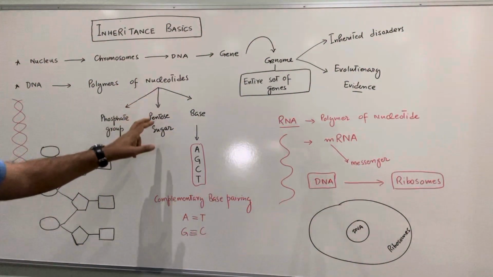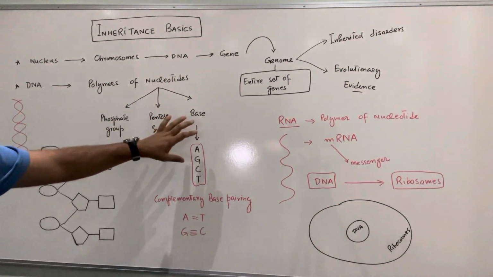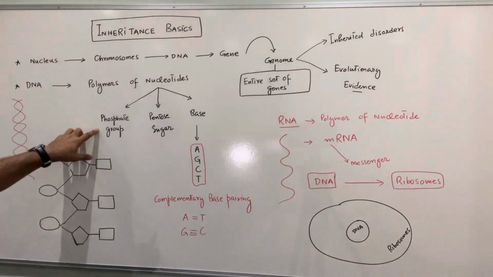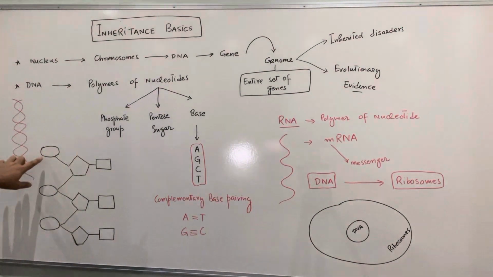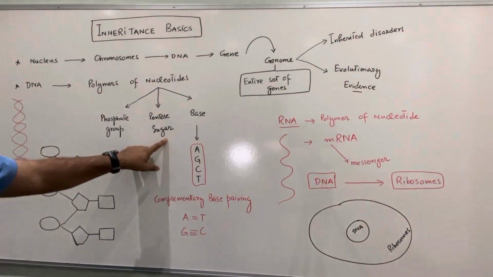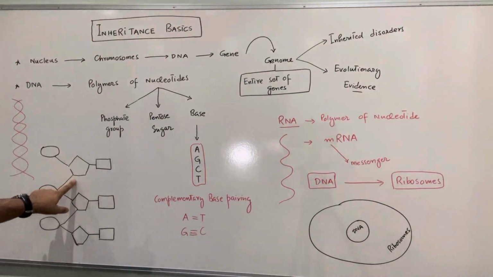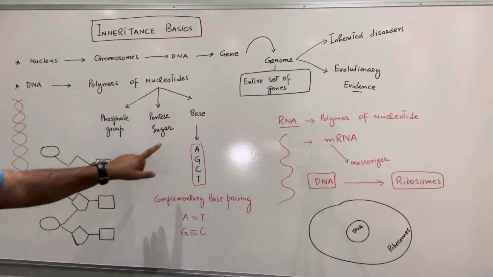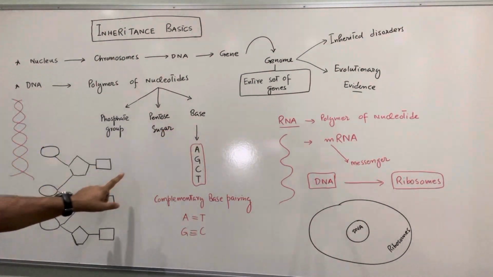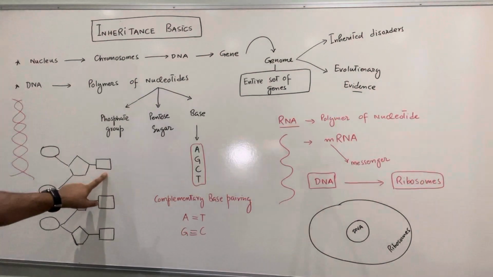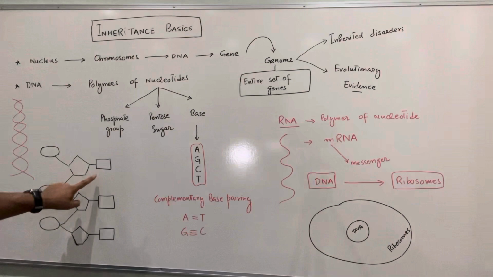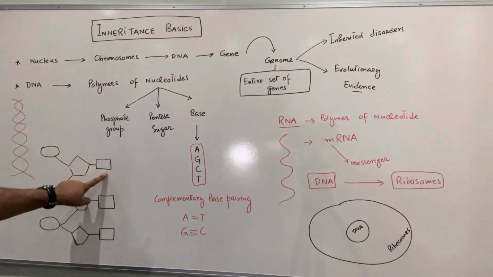So a nucleotide consists of three components. One is called the phosphate group. You can see this is the phosphate group, and the other one is pentose sugar. In the middle is a pentose sugar, and the third one is called the base or nitrogenous base, and this one is a base. So phosphate group, pentose sugar, and nitrogenous base.